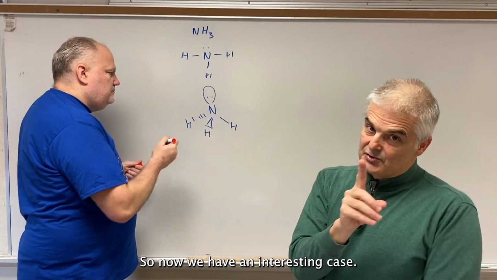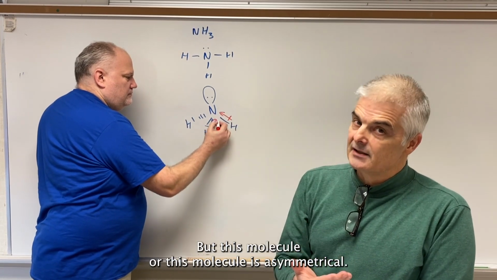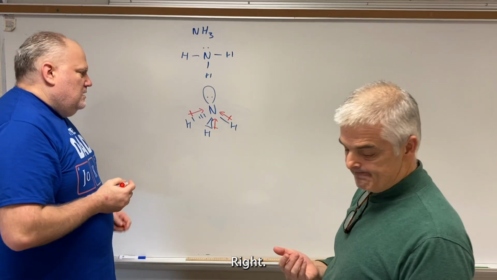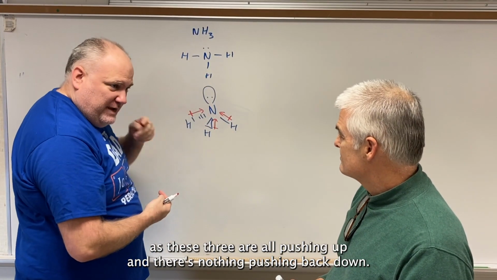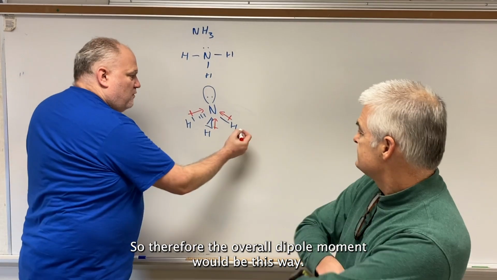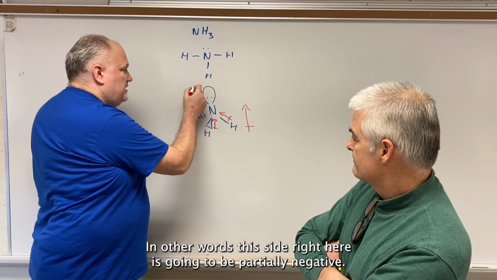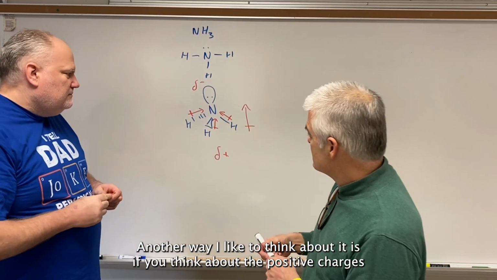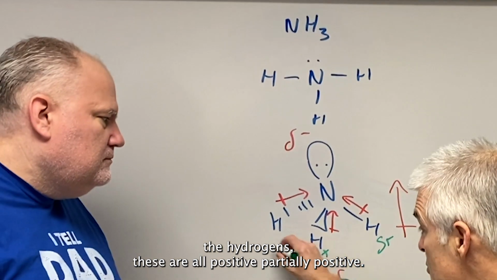So now we have an interesting case. The NH bond is polar, but this molecule is asymmetrical, right? So you can think of it as these three are all pushing up, and there's nothing pushing back down. Therefore, the overall dipole moment would be this way. In other words, this side right here is going to be partially negative overall, and this side is going to be partially positive. Another way I like to think about it is if you think about the positive charge is the hydrogens. These are all partially positive.